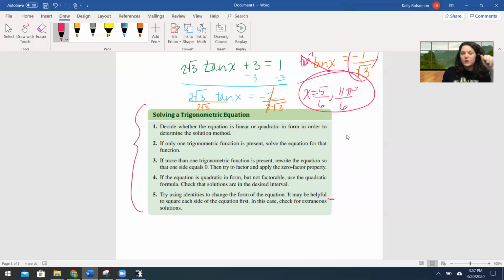6.3 is also solving equations. It'll just be a little bit more difficult. So I'll do some videos for that as well.